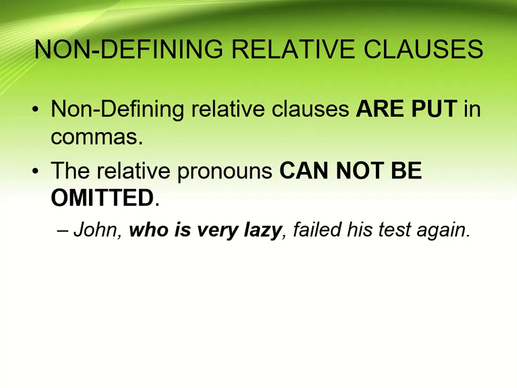Non-defining relative clauses are put in commas. The relative pronoun cannot be omitted. En este caso, yo no puedo omitir ese relative pronoun. No hay forma. Si me toca la oración non-defining relative clause, es decir, la información extra está entre comas, yo no puedo omitir ese who, ese that, ese which que se encuentra dentro de las comas.